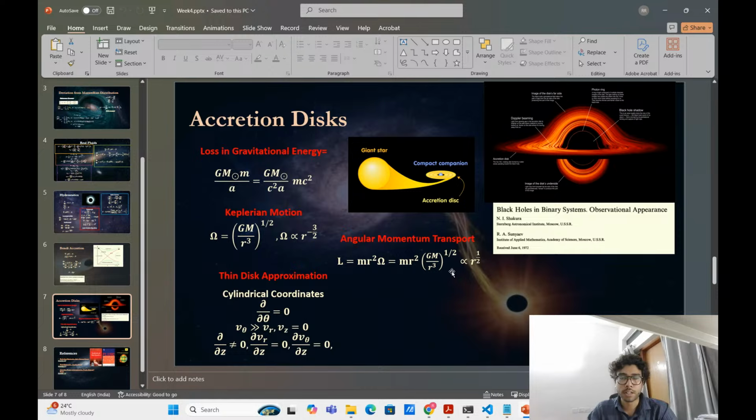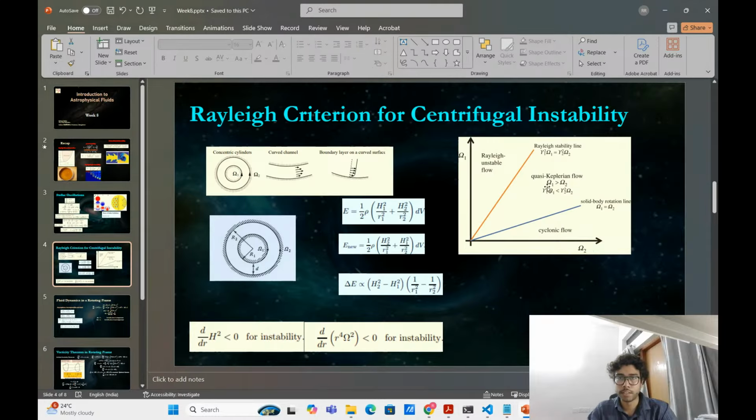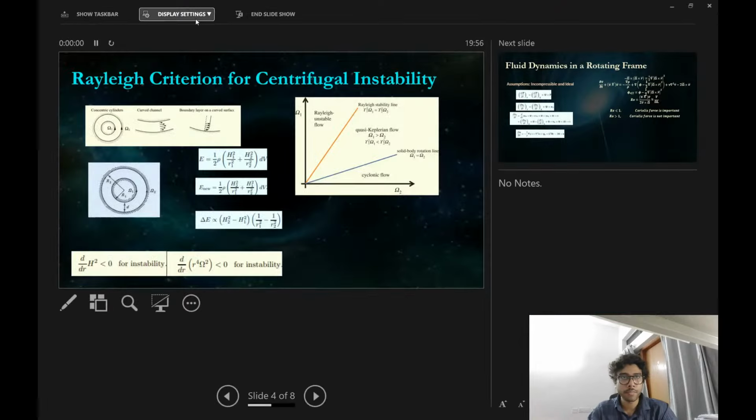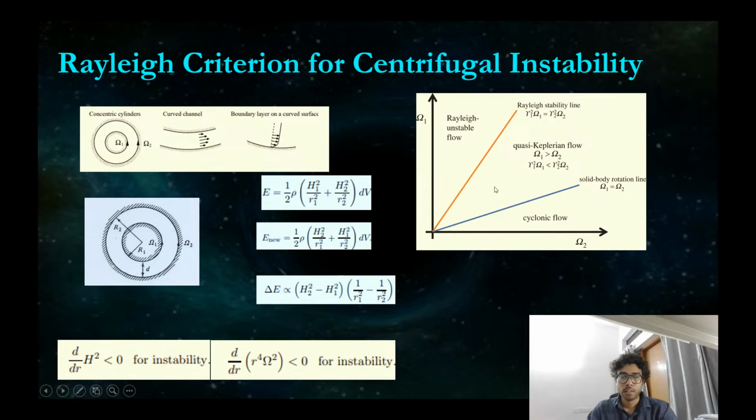So it increases with r as root r, and omega decreases as r to the power minus 3 by 2, and that is exactly what is happening in this region, right? So this region is also stable. Everything below the orange line is stable, and above the orange line is unstable. Okay, so that is what we have from this criterion.